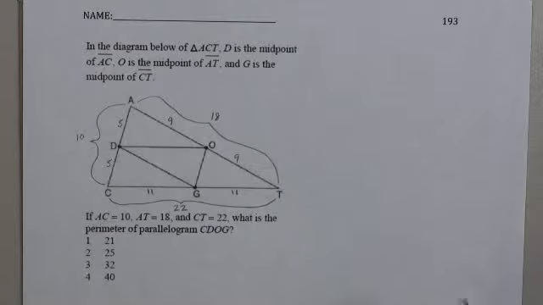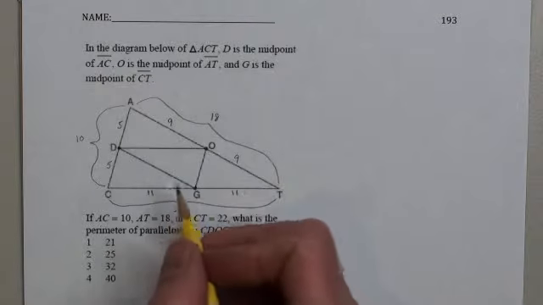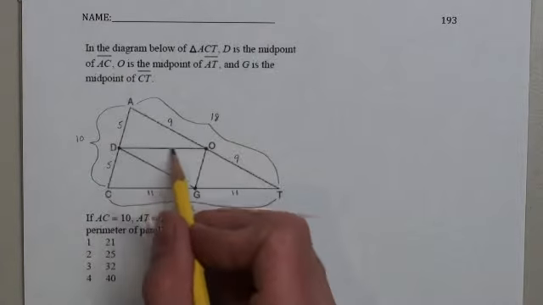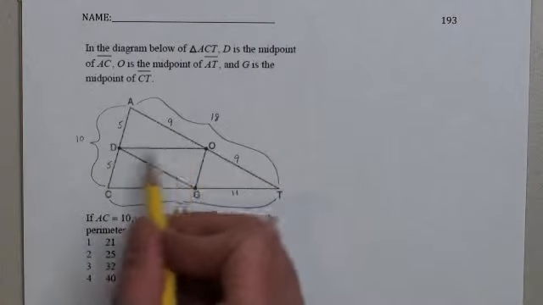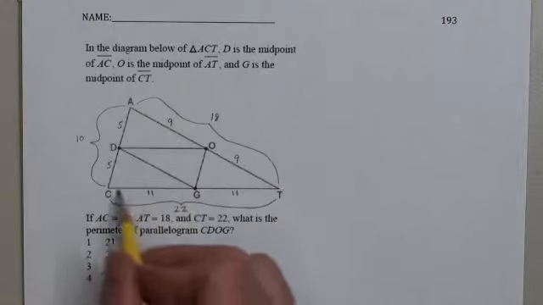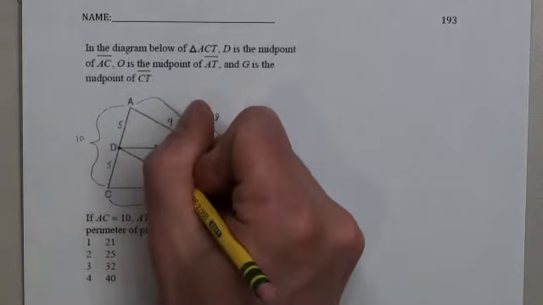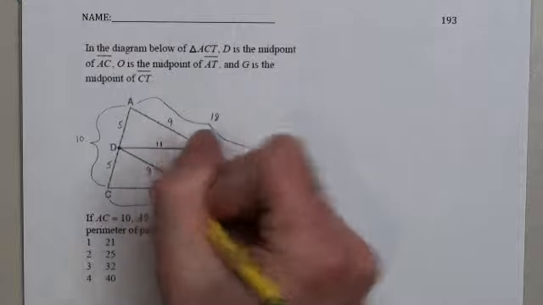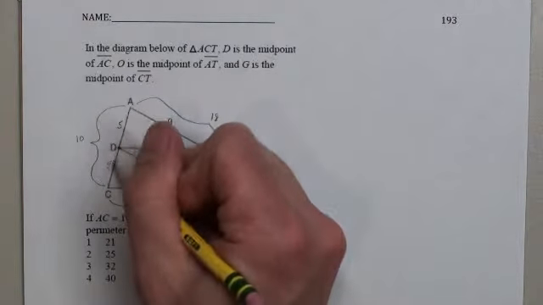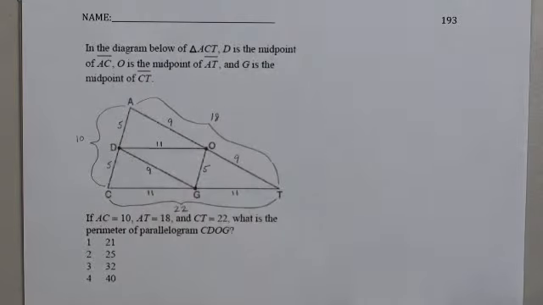Now, it also means that this segment is parallel to this side, and this is called a mid-segment. This is equal to half the length of this side. So not only are these two things 11, but this is also 11. So not only are these two 9, but this is 9. And not only are these two 5, this is also half of 10, which is 5. So now we've figured out everything we need.